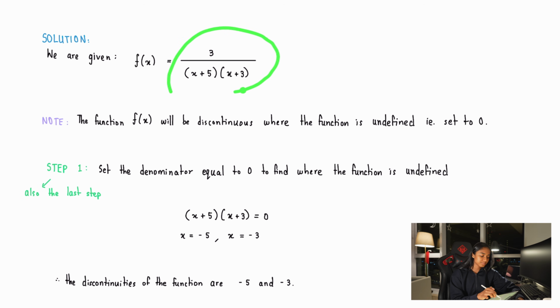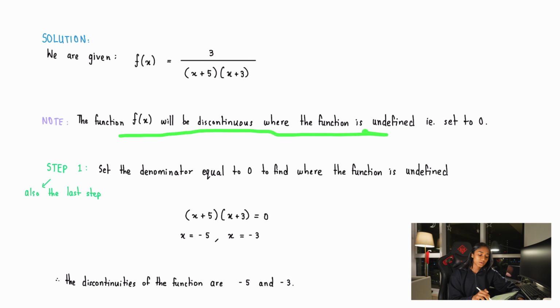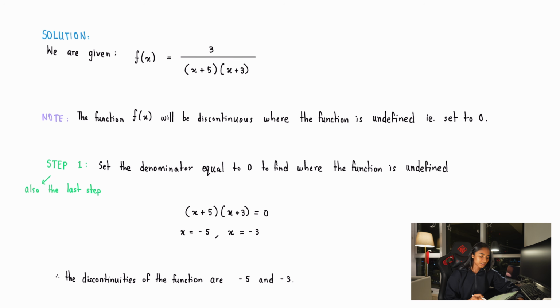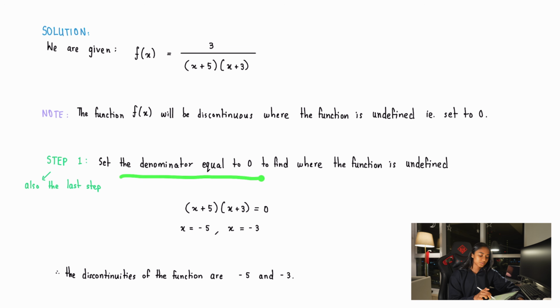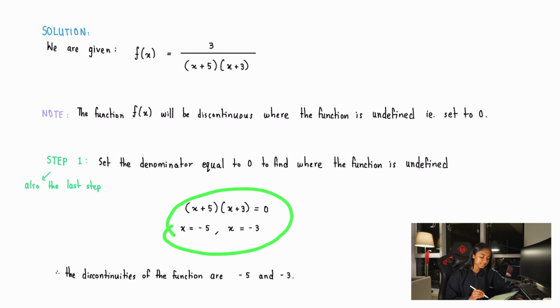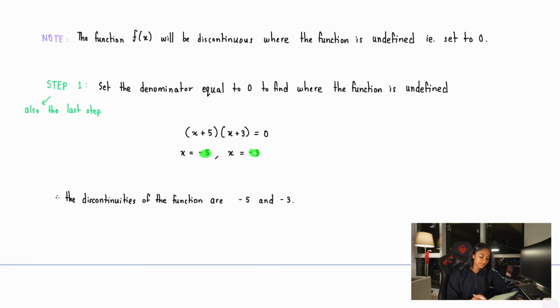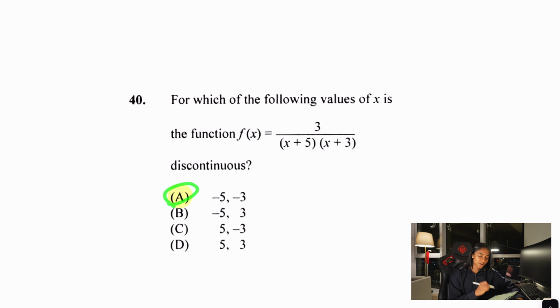We are given the function. The function f of x will be discontinuous where the function is undefined. So we set the denominator equal to 0 to find where the function is undefined. We solve for x, and the points of discontinuity are x equal to minus 5 and minus 3, which is option A.